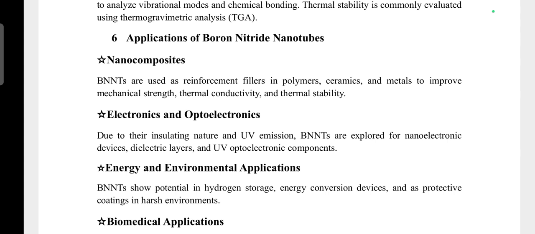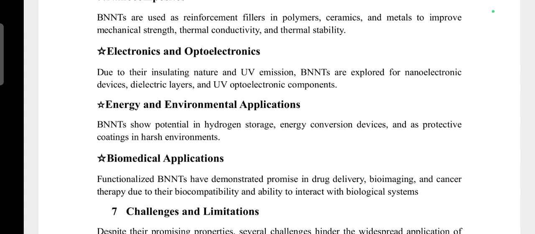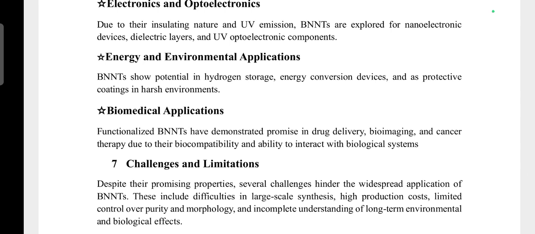thermal stability. In electronics and optoelectronics, due to their insulating nature and UV emission, boron nitride nanotubes are explored for nanoelectronic devices, dielectric layers, and UV optoelectronic components. Energy and environmental applications. Boron nitride nanotubes show potential in hydrogen storage, energy conversion devices, and as protective coatings in harsh environments. Then biomedical applications. Functionalized boron nitride nanotubes have demonstrated promise in drug delivery, bioimaging, and cancer therapy due to their biocompatibility and ability to interact with biological systems.